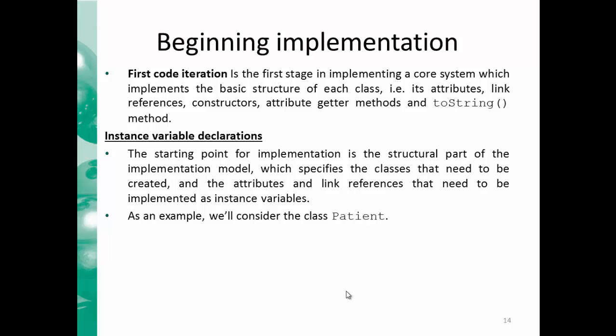Now we will cover how you may start implementing your implementation model and see what we may implement in our first code iteration, which is actually the first stage in implementing a core system. That implementation will focus on the basic structure of each class: its attributes, link references of that class, constructors of that class, attribute getter methods, and also toString methods.